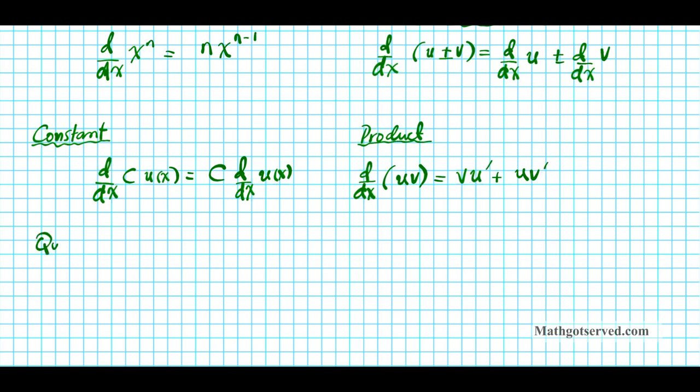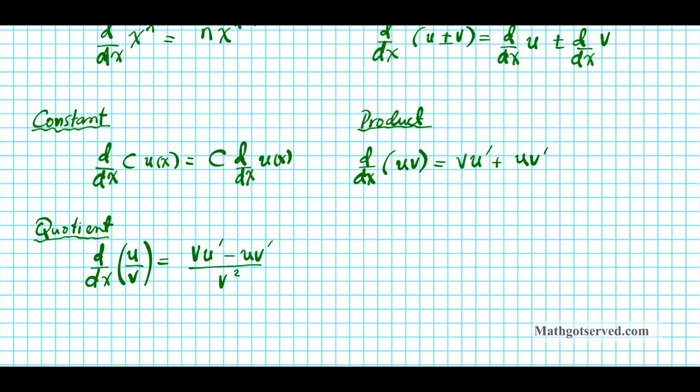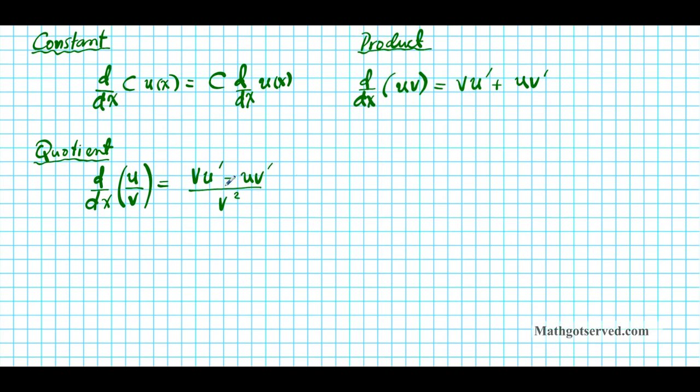And then your quotient rule. If you have the derivative d dx of the quotient of two functions, u over v, it is going to be v u prime minus u v prime. Similar to the product rule, but you just switch the plus with a minus. The whole thing divided by v squared. Okay? So there goes the derivative of the quotient.